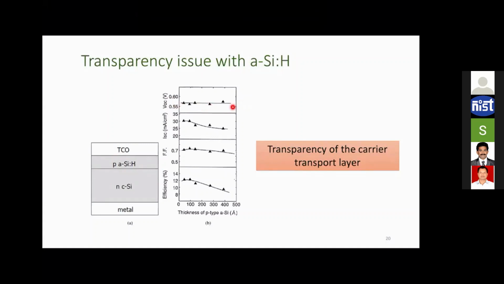VOC is very less. So it is not only the transparency of the amorphous silicon, but there is some other factor that is affecting its open circuit voltage. What could be the other factor that is degrading the performance of this kind of solar cell? Let us see.